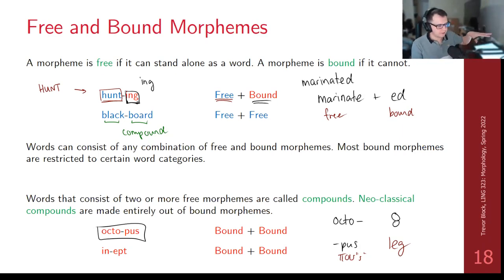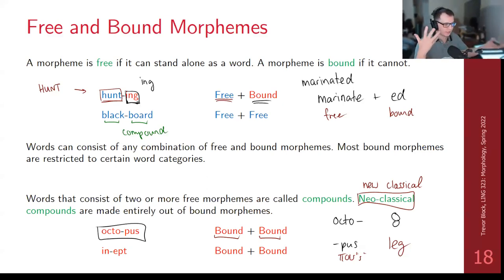But in modern English, these are both bound morphemes. So neither of these can stand on their own. You can't say octo on its own. You can't say puss on its own. You have to put them together in order to make a word. And a lot of the cases where we have two bound morphemes coming together to make a word, these are what are called neoclassical compounds. Neo means new. So we call these new classical because they're in English, but they usually come from, say, Greek or Latin, as most English words do. But specifically, these are Latin or Greek words that used to be free morphemes.